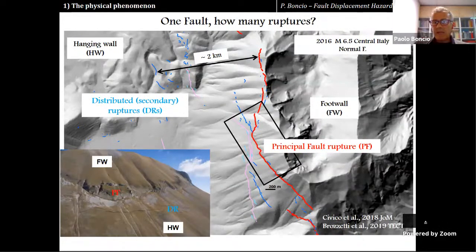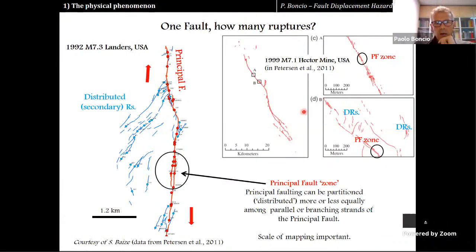Distributed rupture can occur kilometers away from the principal fault, as for the 2016 magnitude 6.5 Central Italy normal faulting earthquake. Sometimes it is difficult to identify a single principal fault trace because the main slip is partitioned more or less equally among parallel or branching strands of the principal fault, particularly for strike slip ruptures. So in these cases, we can define a principal fault zone.